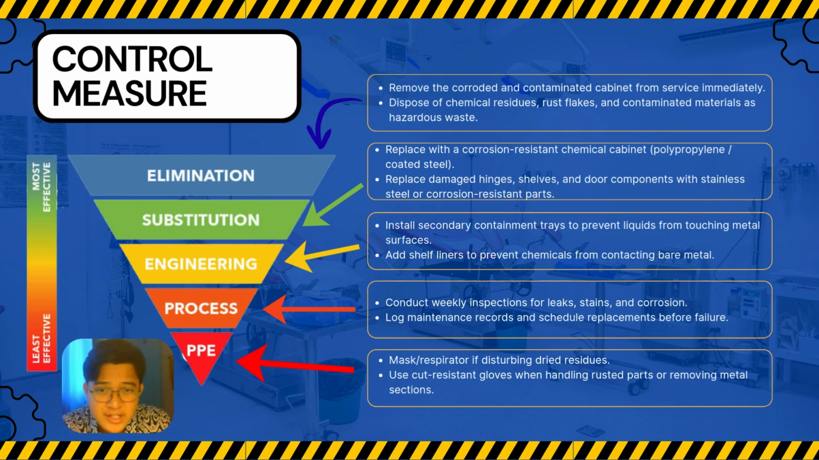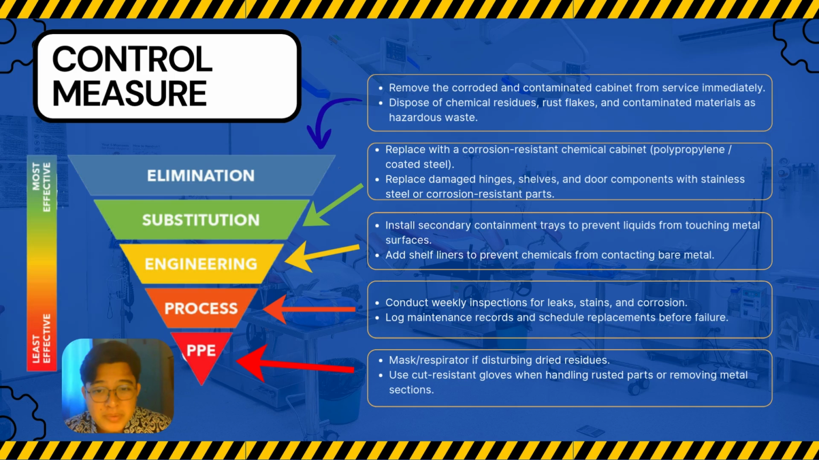Starting with elimination, the best action is to remove the contaminated and corroded cabinet from service immediately. Next, substitution. Replace it with a corrosion-resistant chemical cabinet, such as polypropylene or coated steel. Under engineering controls, we can install a secondary containment tray, add shelf liners, and replace the metal hinges or components with corrosion-resistant material. For administrative control, regular weekly inspections, a proper maintenance log, and early replacement scheduling should be enforced to prevent the same issue in the future.